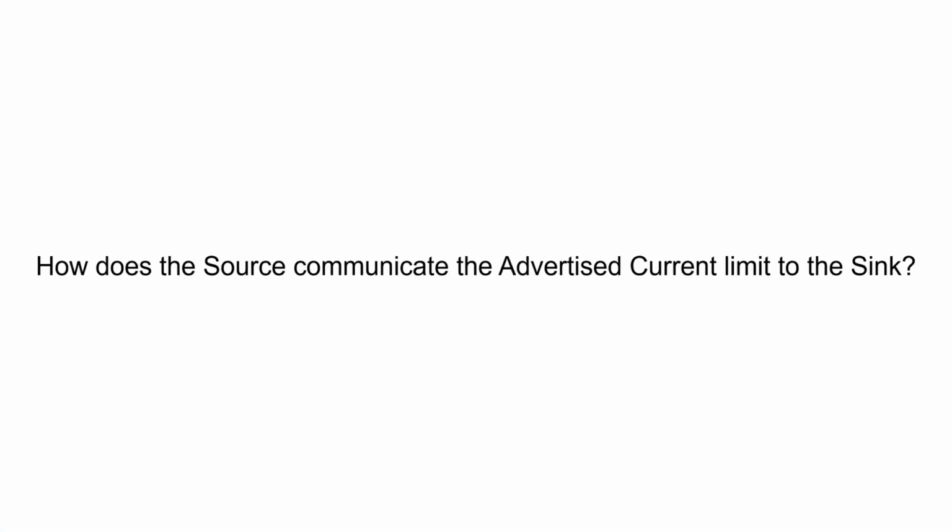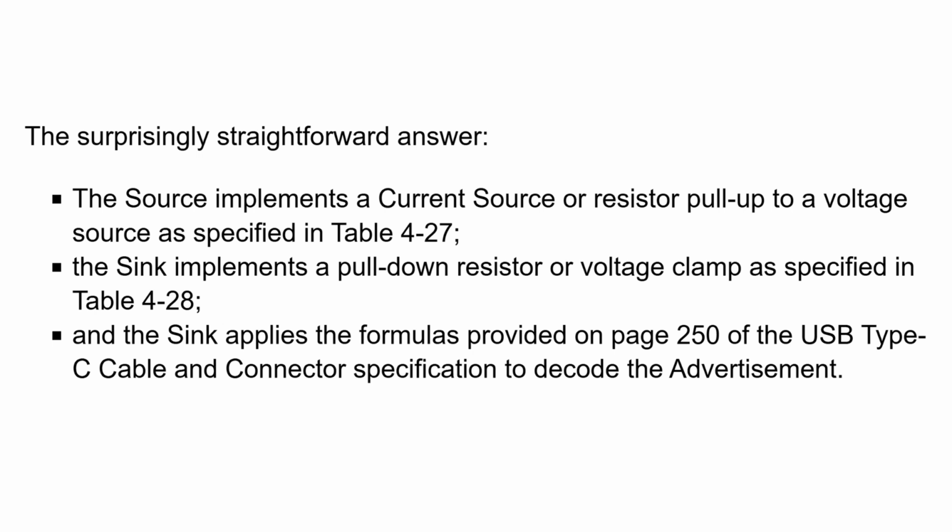In today's video, we set out to answer the question, how does the source communicate the advertised current limit to the sink? The answer turned out to be surprisingly straightforward and can be summarized in three topics. Number one, the source implements a current source or resistor pull-up to a voltage source as specified in table 427. Number two, the sink implements a pull-down resistor or voltage clamp as specified in table 428. And three, the sink applies the formulas provided on page 250 of the USB Type-C cable and connector specification to decode the advertisement.